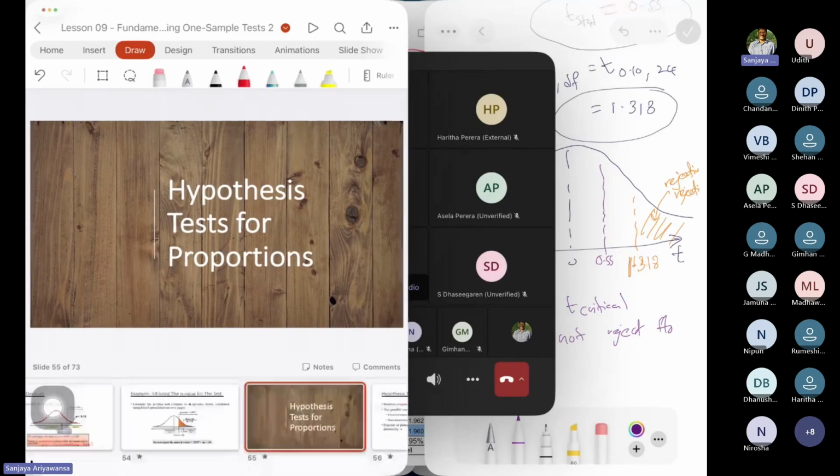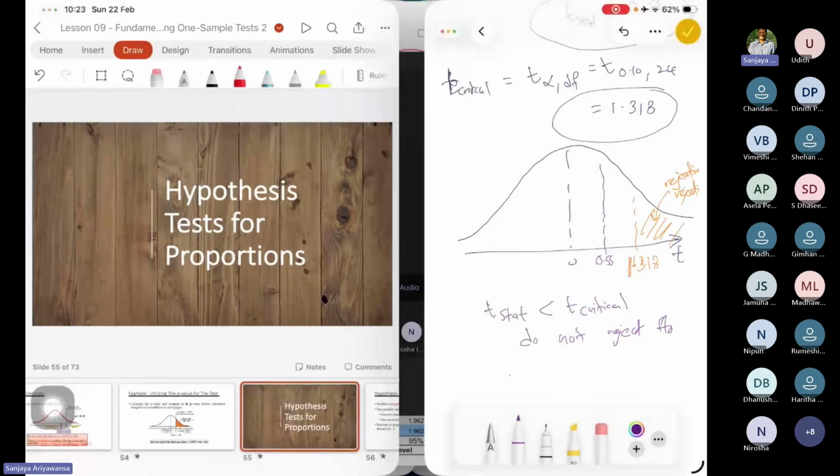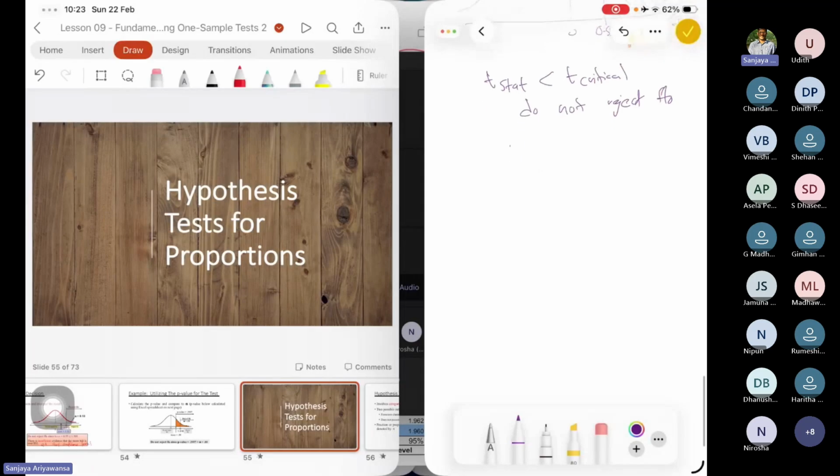So we stopped at hypothesis testing for mean, and we looked at two scenarios: where the population standard deviation is known, where we use the Z distribution, and where the population standard deviation is unknown, where we use the T distribution. We also looked at whether the test is a two-tail test or a one-tail test. If it's a two-tail test, we had our alpha divided by 2. If it's a one-tail test, we only have alpha when we are looking at the distribution tables. So next, we move to hypothesis testing for proportions.